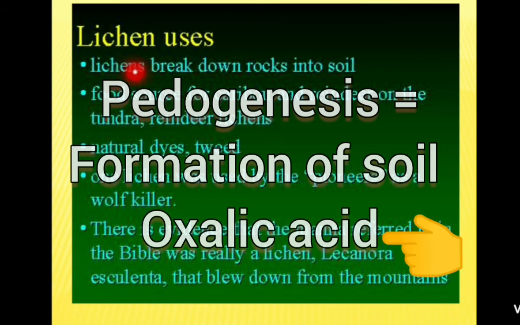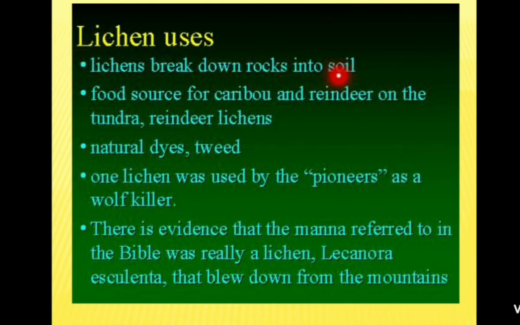Then uses of lichen. See here, one use which is most important: it is used for breakdown of rock into soil. Lichen forms the pioneer community of an ecosystem. They break the rock by secreting acid into the soil. Then other communities inhabit that soil. Then food source. Next, natural dye extracted from lichen. Then some are poisonous, used as wolf killer.